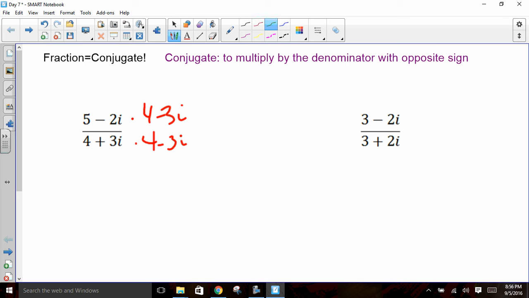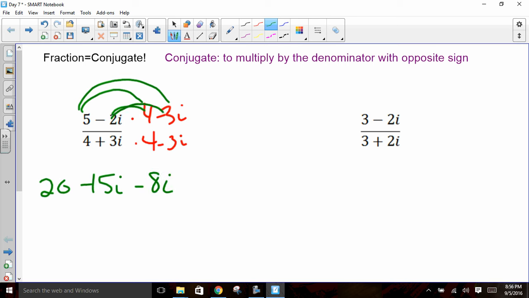So on top, we're going to, guess what? FOIL, because we are multiplying by a group of something. So 5 times 4 is 20. 5 times negative 3i is negative 15i. Negative 2i times 4 is negative 8i. Negative 2i times negative 3i is 6i squared. So remember, that was just the top, so that is my numerator.